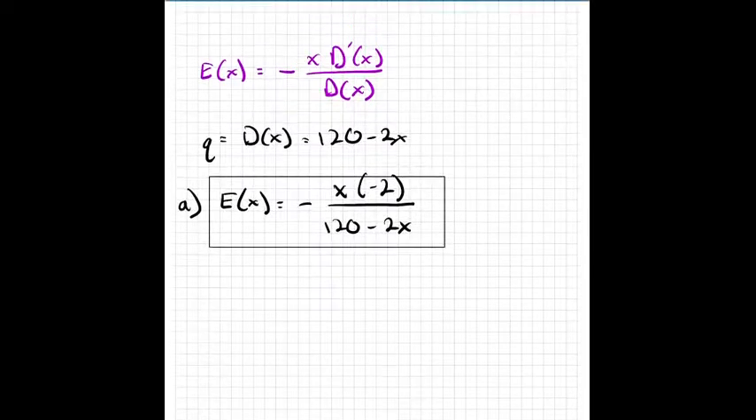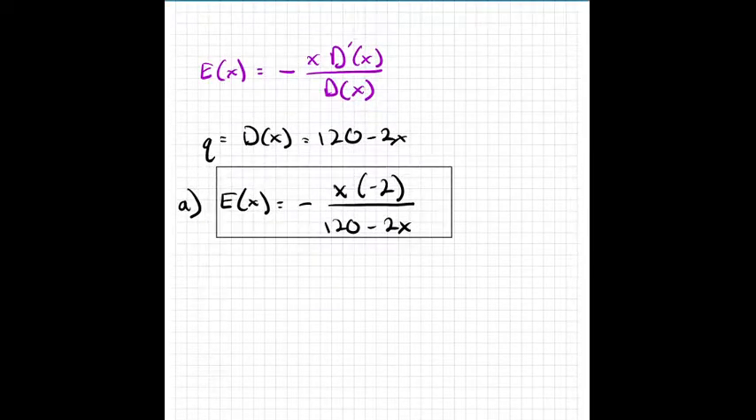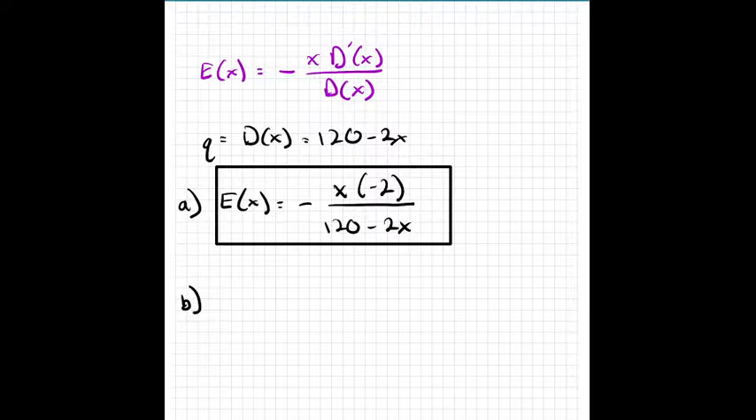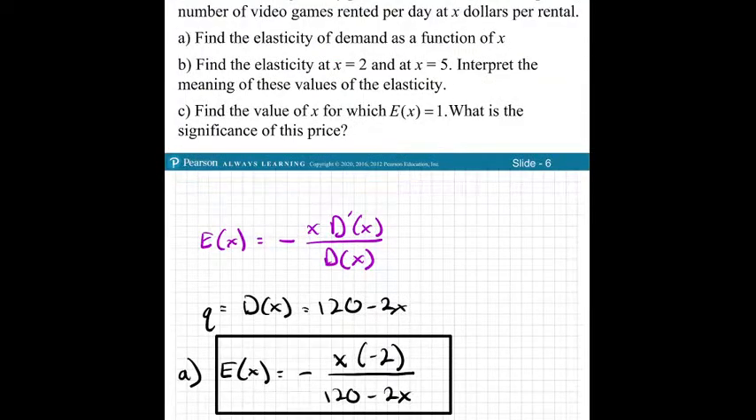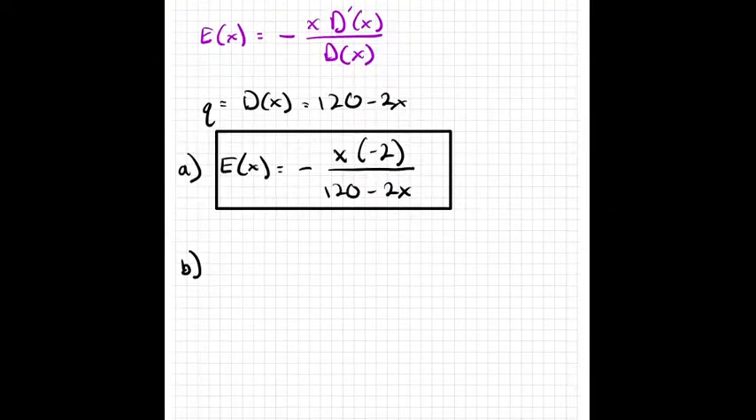Like this, style, like this, and I want to copy that. Okay, so I'm going to go with that for part A, and we'll check it momentarily. For part B, we're asked to find the elasticity of demand when x is 2 and 5 and interpret the meanings, right? Now, remember when we introduced elasticity of demand, we had some context.